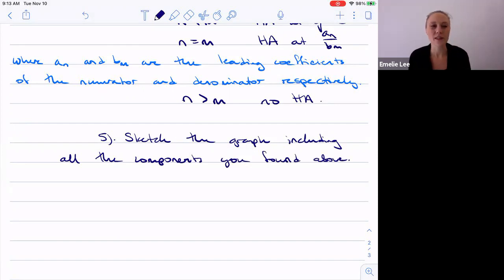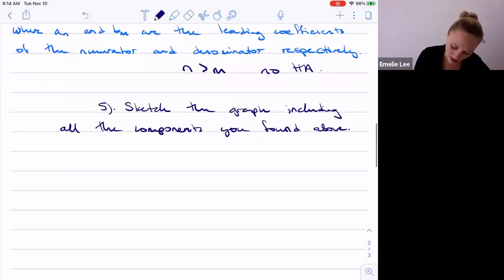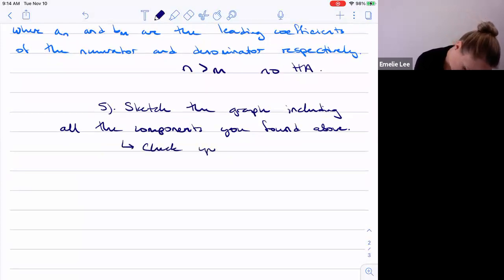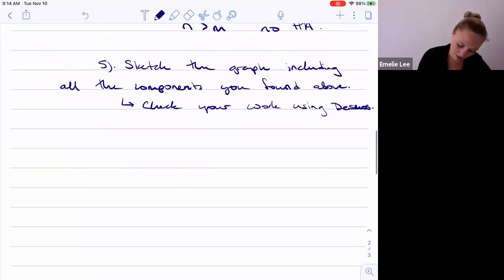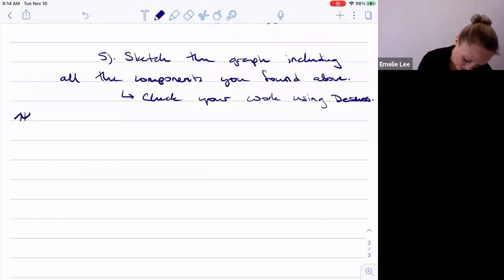Okay. Then check your work using Desmos. Sometimes there are little things that we might have missed, and I want to go through an example where it's a little bit different than what we did last day. And then, of course, check your work using Desmos. Okay. So I'll call this the end of the review, and then we'll start with an example here.